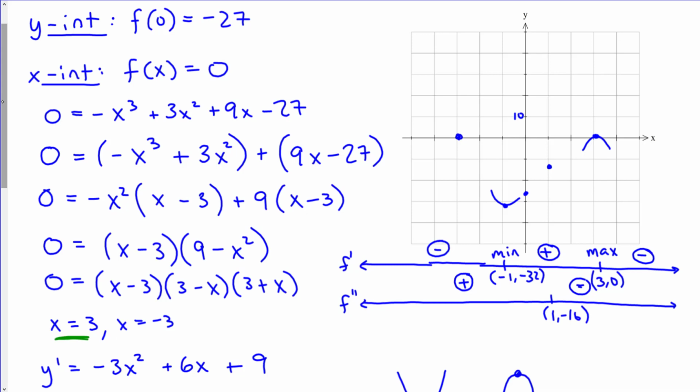Alright, now to make this all fit together, let's think of this. If I am on this first interval, from negative infinity to negative 1, I'm decreasing in value, but I'm concave up. So the y values are decreasing, but I'm concave up, all the way to negative 1. Okay, so I need to continue on, decreasing and concave up, all the way to negative 1. All right, so that looks good.